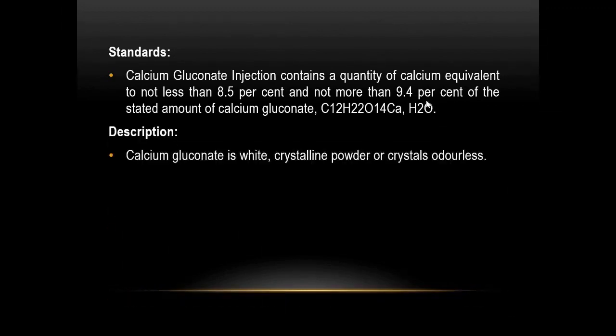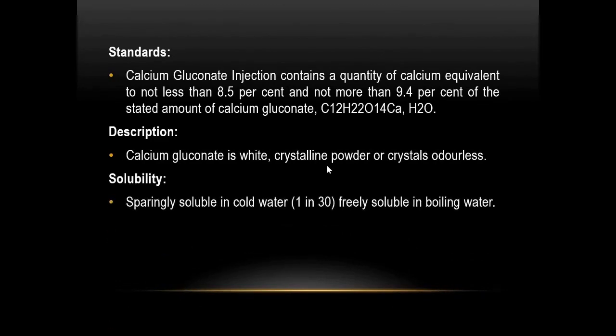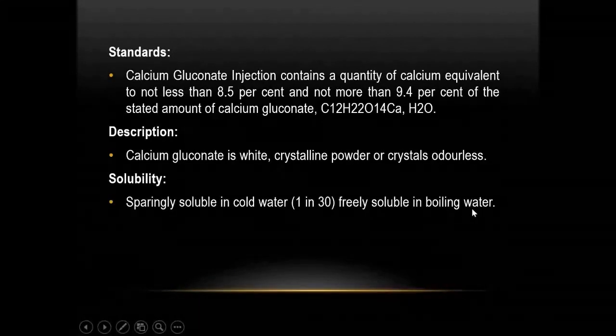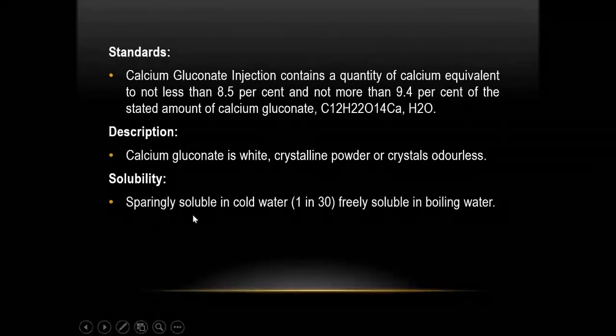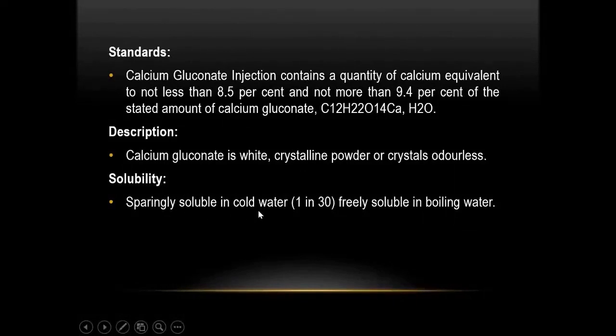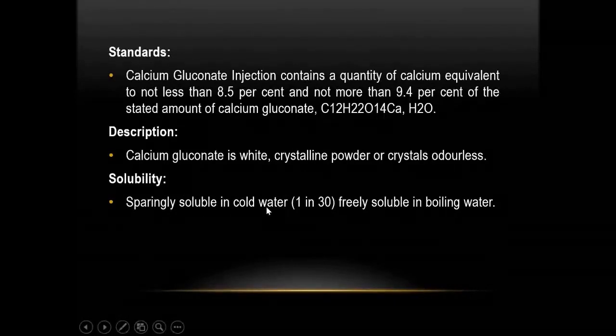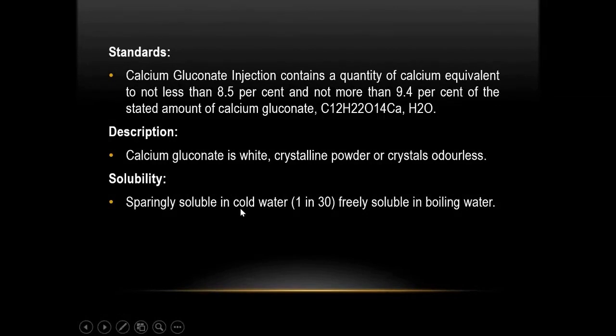Description. Calcium gluconate is a white crystalline powder or colorless crystal. Solubility, it is soluble in cold water and freely soluble in the boiling water. And that's why the main precaution with handling of this parenteral preparation is that it should not be refrigerated. पहले भी हमने इसमें पढ़ा है कि this calcium gluconate injection is never kept in refrigeration or it should not be kept in cold condition, because at cold condition it gets saturated and it starts to crystallize. So that's why we have to always keep it at room temperature so that it will not form any crystals.